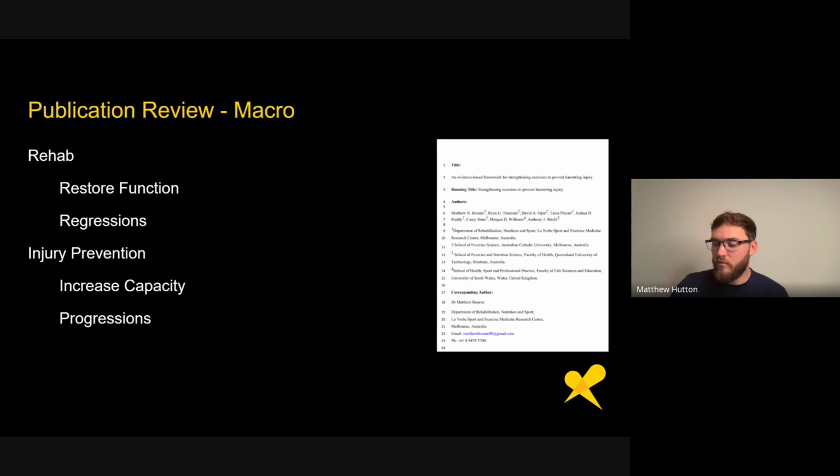A 3% increase in force production was a 9% decrease in hamstring injuries. So it doesn't take a lot of strength and conditioning work in order to prevent some of these injuries. You get somebody to do some basic hamstring exercises, regardless of what your exercise selection is, and they're probably going to have a decreased risk.